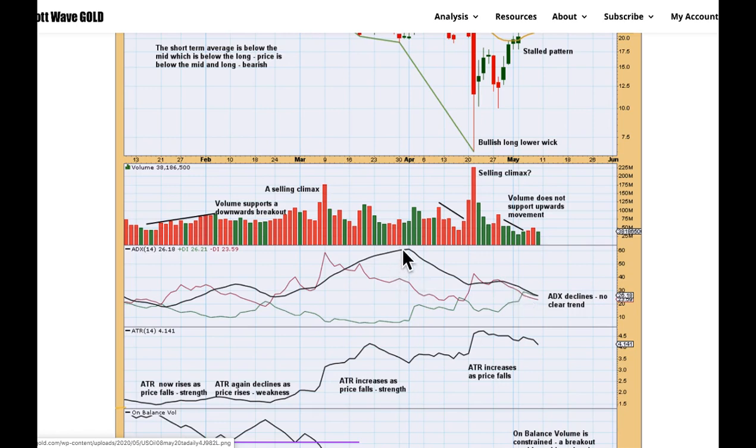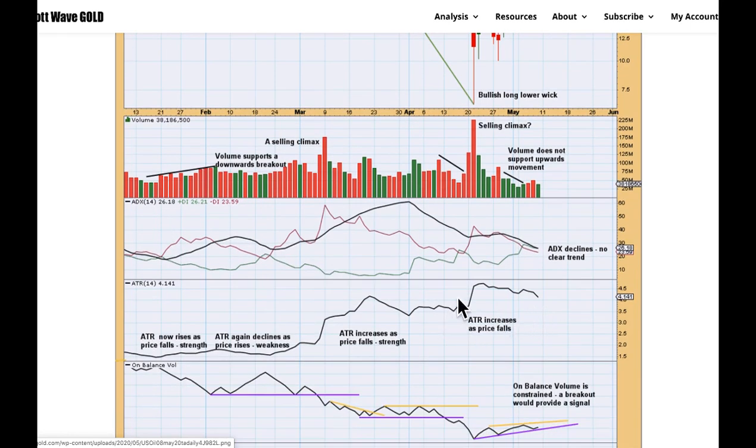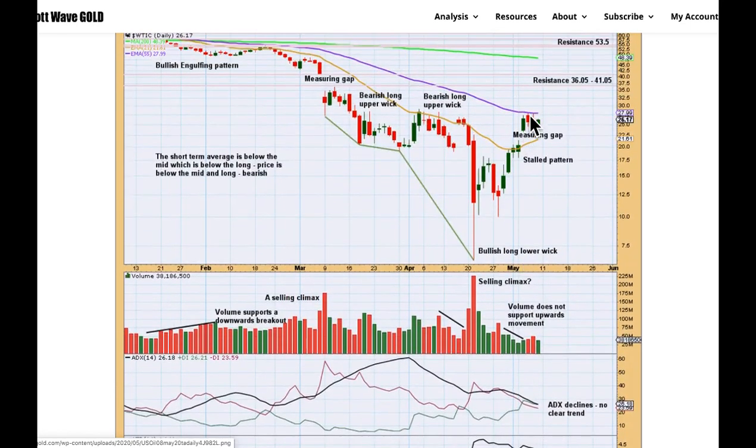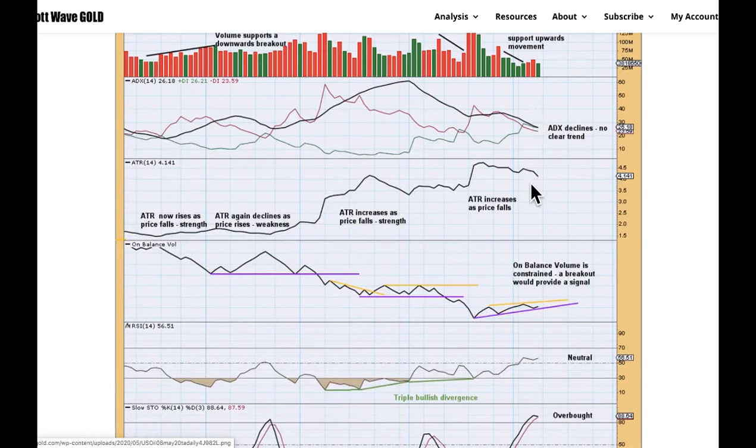ADX is declining after reaching very extreme for the previous downward trend. That's pretty normal for oil. It tells us there may be a potential trend change, but not yet a new upward trend, as a lagging indicator. It's based here on a 14-day average. ATR was increasing as price was falling. It's now declining to flat as price is rising. Again, a little bit of weakness in upward movement. The risk here of a pullback is quite high.